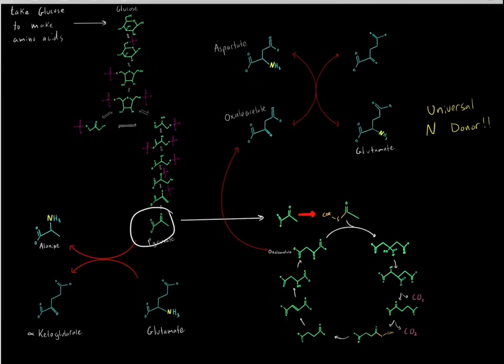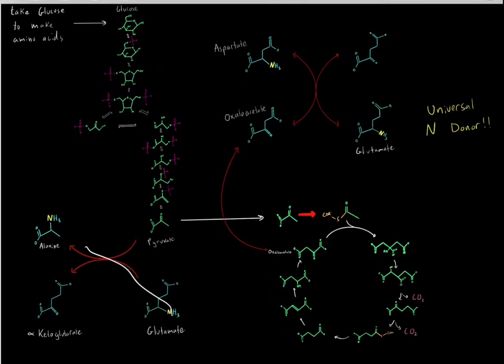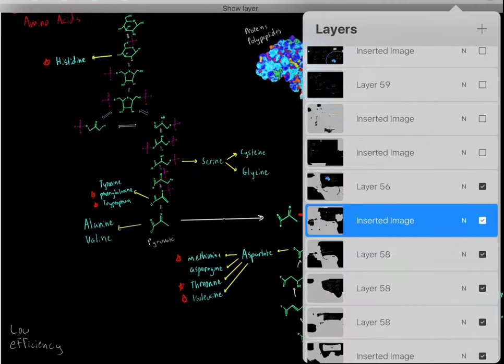Another example is we can take this particular intermediate of central metabolism and form alanine. And again, we were able to do that because we have glutamate, which can donate nitrogens to these intermediates of central metabolism to form certain amino acids. So that's pretty cool. We can take these intermediates of central metabolism to biosynthesize certain amino acids.